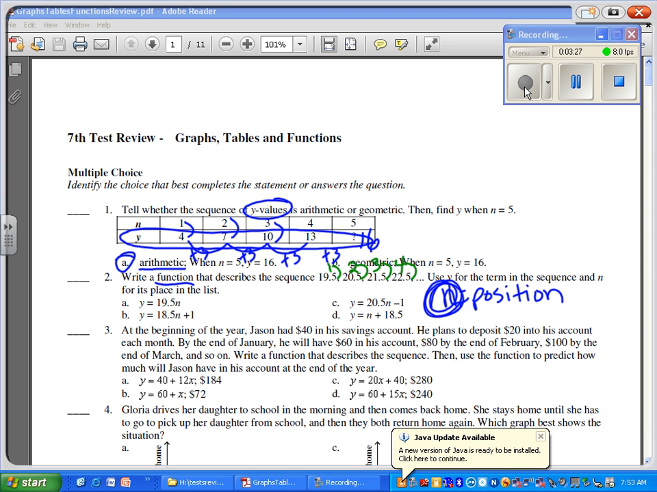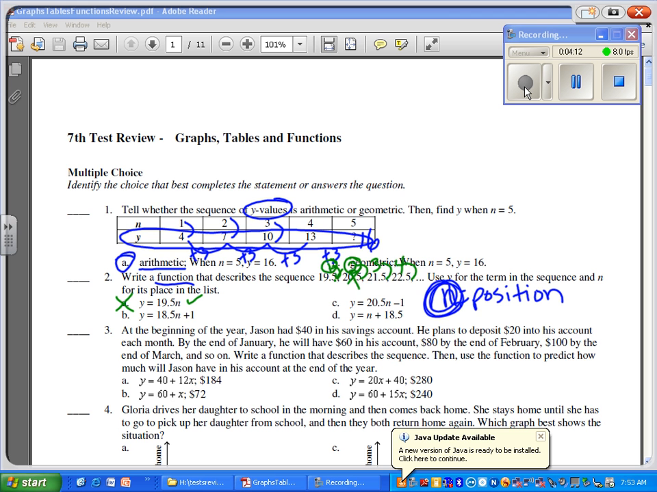So a great way to do this, if you can't identify what's going on, is just to evaluate every answer choice. Now, look at letter A. It says 19.5 times n. If I take my n at the beginning and multiply by 19.5, yes, I do get 19.5, but this has to work for every term in the sequence. So if I take my second position, 19.5 times 2, I do not get 20.5. Just starting with the second number in the sequence, I know that letter A, this function right here, cannot be, so I'm going to rule that out. It has to work for every term in the sequence.